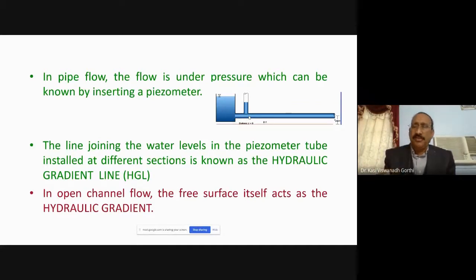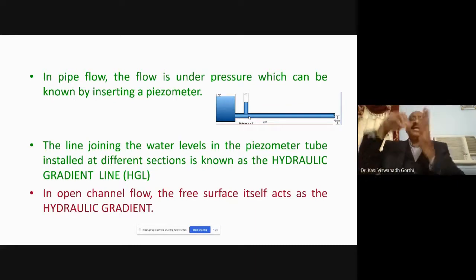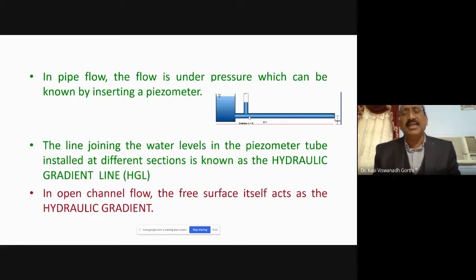In the case of pipe flows, corresponding to the pressure of the flowing fluid, if you insert a piezometer, there will be a rise of liquid level. But in open channel flow, since the flow is under atmospheric pressure, there is no rise of liquid at all, which means that the free surface in the open channel itself acts as the hydraulic grade line, HGL. This is another difference between pipe flow and open channel flow.